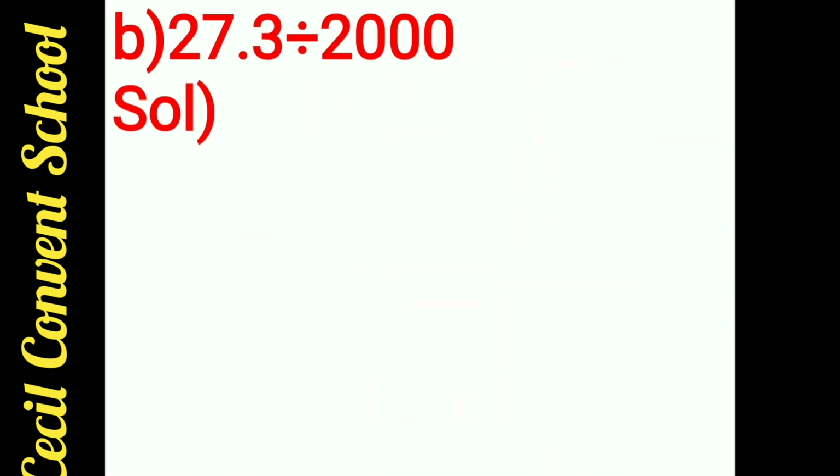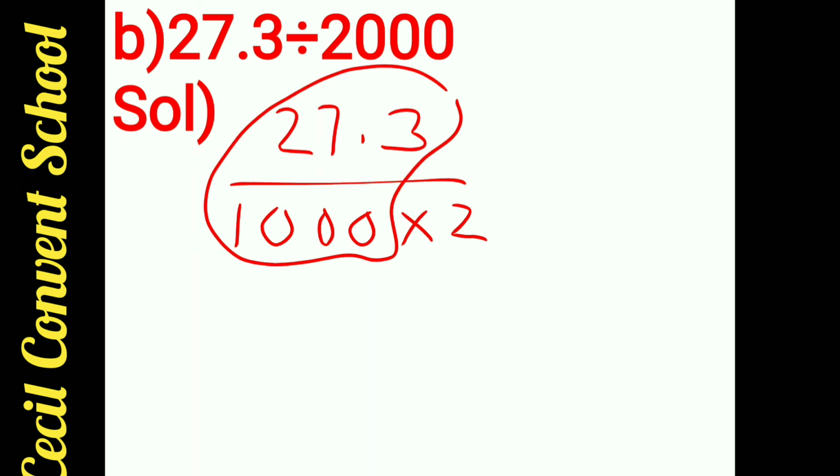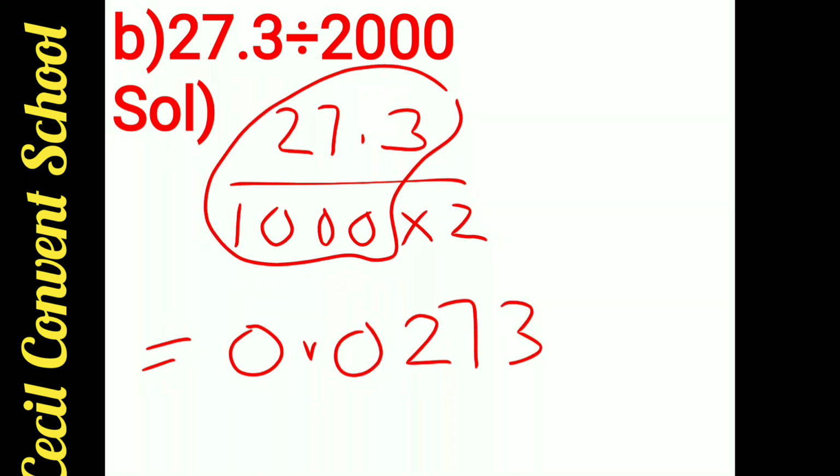Clear? Now we do B part. Again 27.3 we write down as it is. 2000 we will write it like this manner, 1000 into 2, means you have to divide this number by 1000. So 3 zeros are there, so it means this decimal will shift 3 places. So answer will be 0.0273. Clear? Because 3 places it will shift, and now you have to divide by 2.